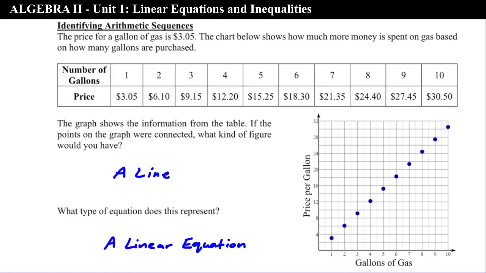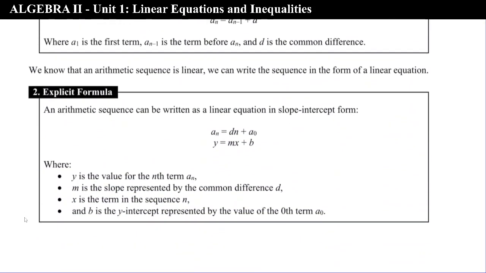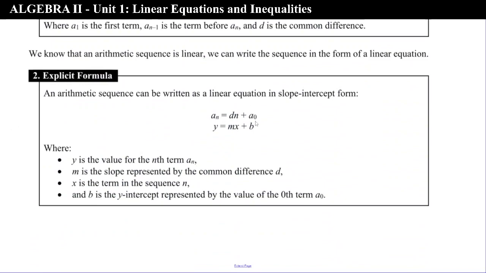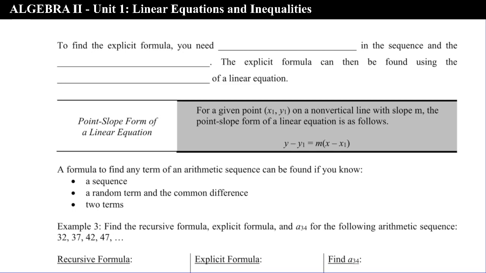Okay, so that gives you an idea of how that works with the explicit formula. Your y-intercept is the term preceding the first term. And again, to find that, you simply take your first term and subtract your common difference. Okay. Well, we need a couple more things before we start moving into actually constructing some formulas in these examples that are to follow.